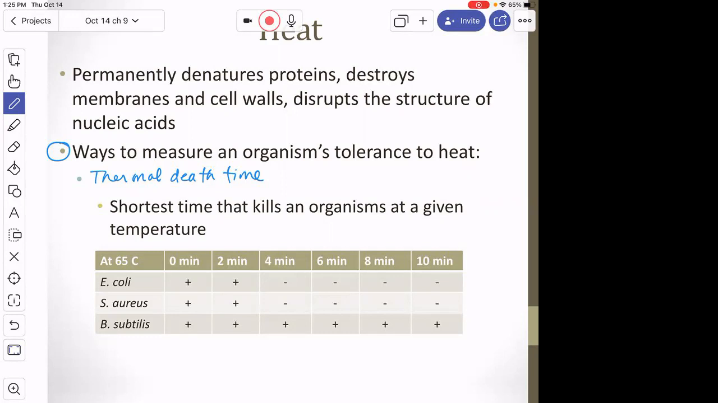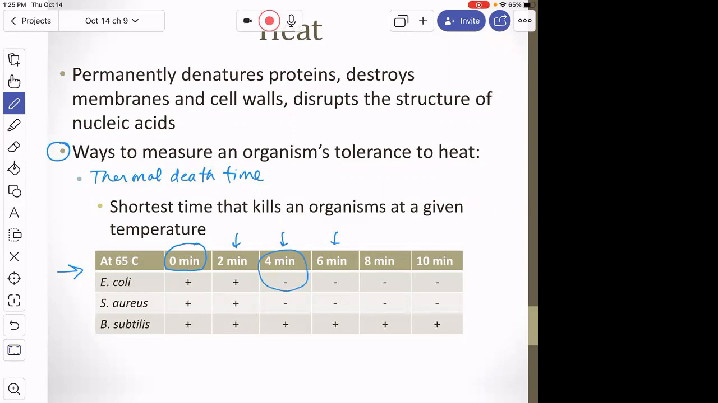Hopefully next week you might get some data in your lab that looks something like this. I just made this up, showing whether that organism grows. Time 0 was our positive control before we exposed the organism to heat, and then we took out aliquots at different times. So for E. coli, what would be the thermal death time, the shortest time that killed? That's going to be 4 minutes.